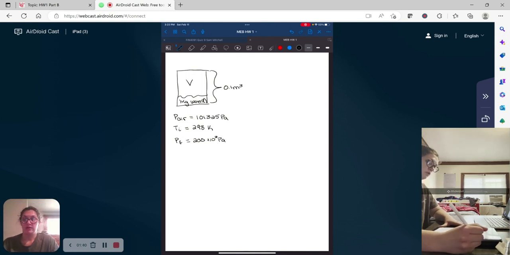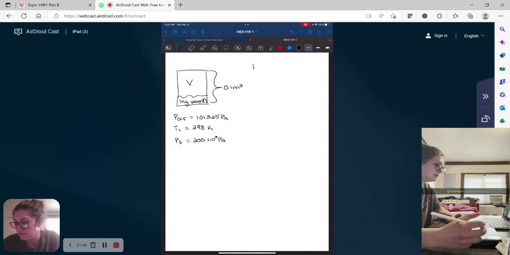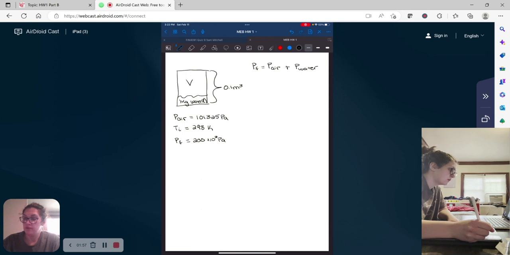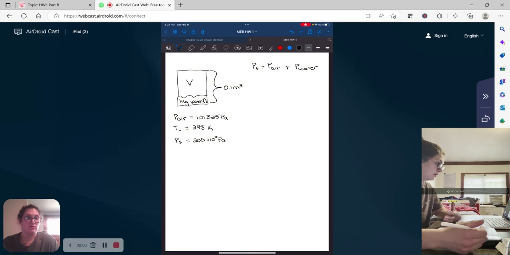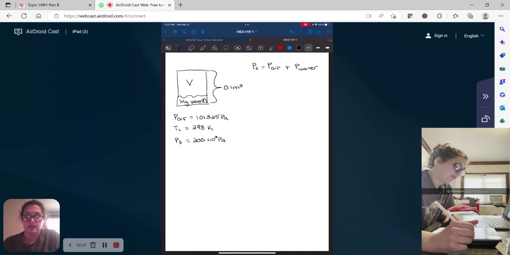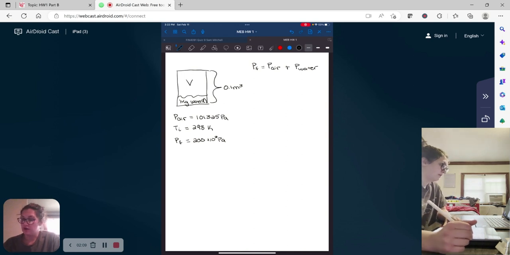So what we are trying to get to is this final pressure. And at that point, the final pressure is going to be the partial pressure of the air plus the partial pressure of the water. So I'm going to break down both the partial pressure of the air and the partial pressure of the water in order to solve this. So first is the partial pressure of the air.